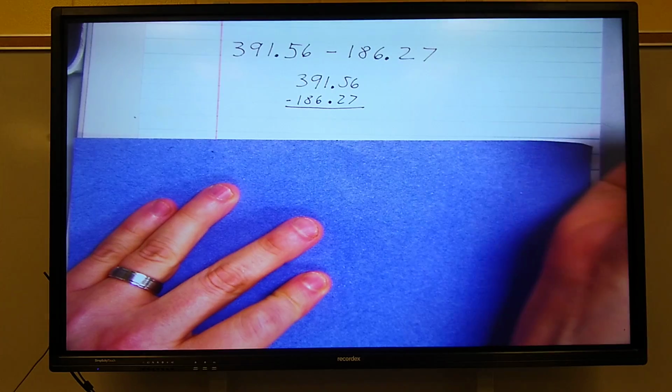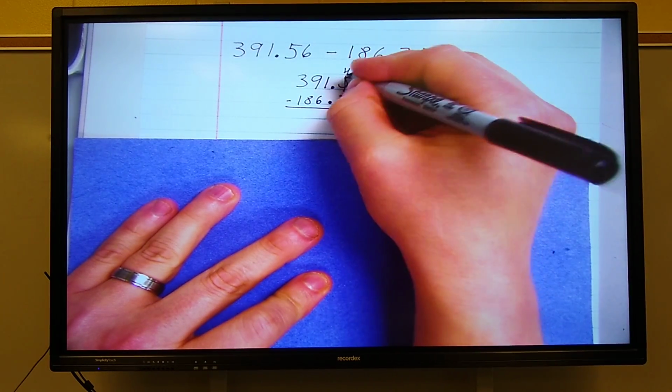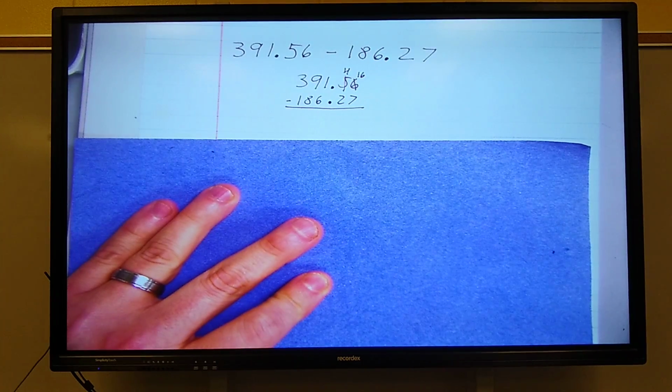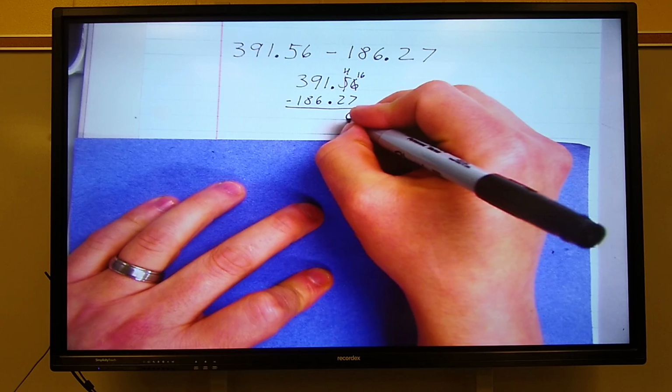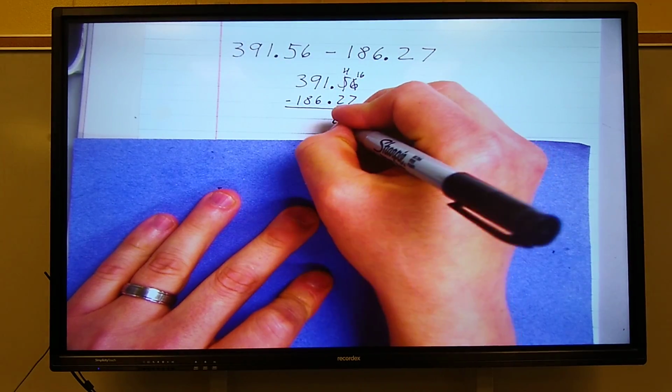Now we just subtract. 6 minus 7, you can't do it. Borrow from the 5, it becomes a 4. The 6 becomes a 16. And now we must subtract 16 minus 7. And that, of course, equals 9. 4 minus 2 equals 2.